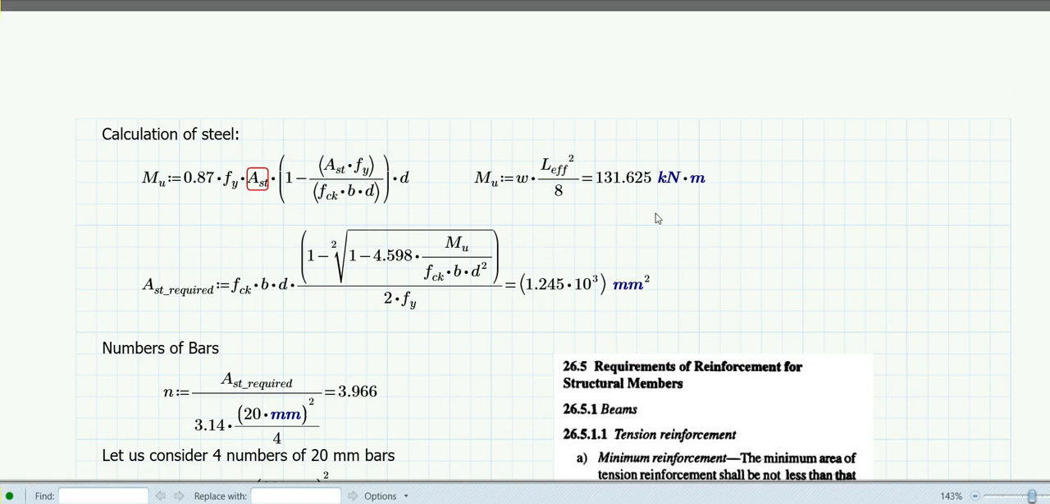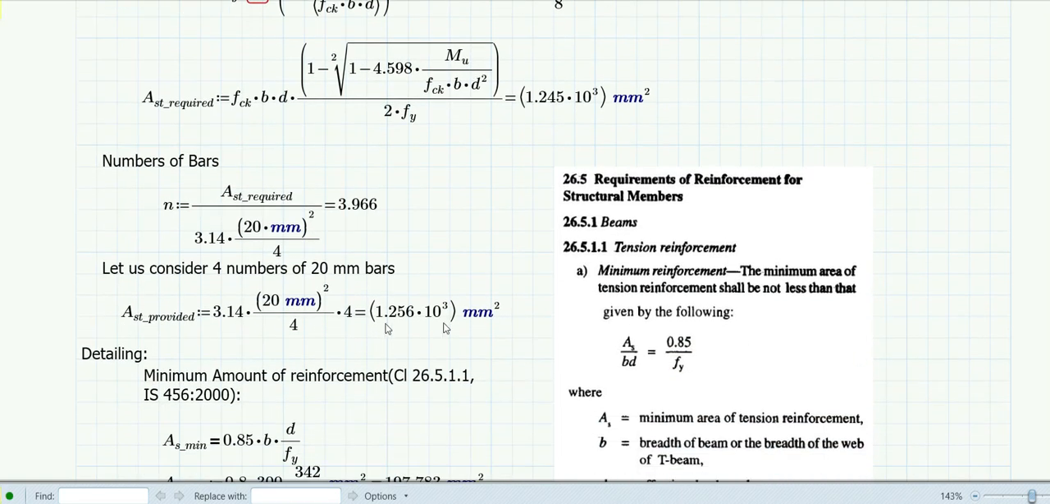So see, this is what we required. We have provided 4 numbers of bars. So let us consider 4 numbers of 20 bars. What is the AST provided? This is AST required, but this is the steel provided. It is area of one bar into number of bars, which is 4. The AST provided is found to be 1256 mm square. This much of area we have provided.